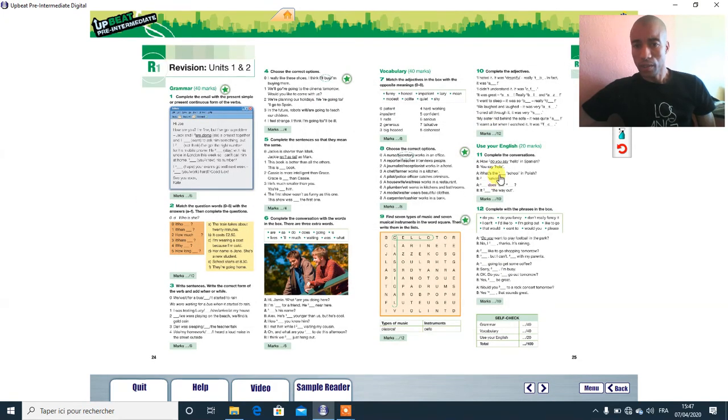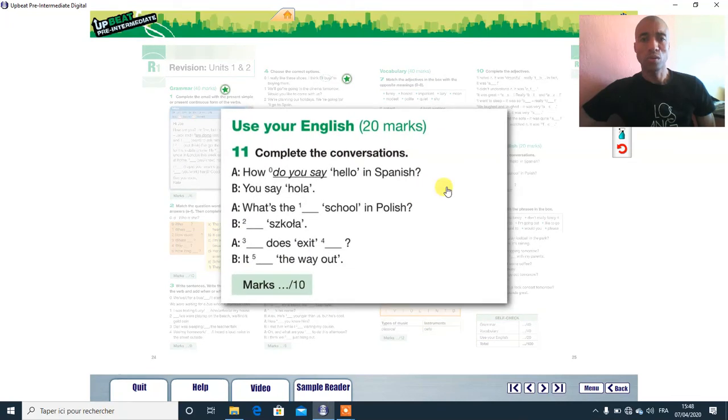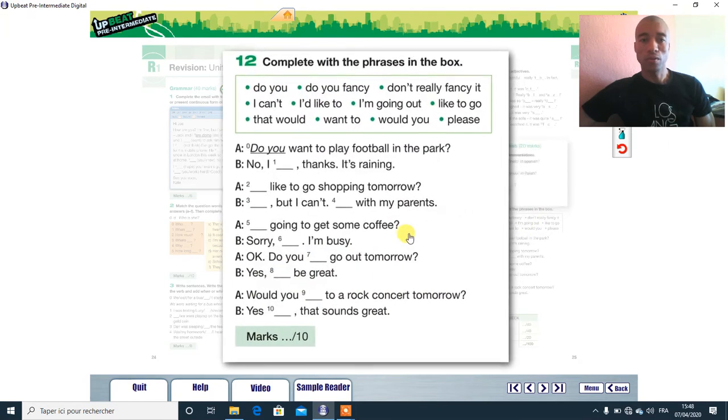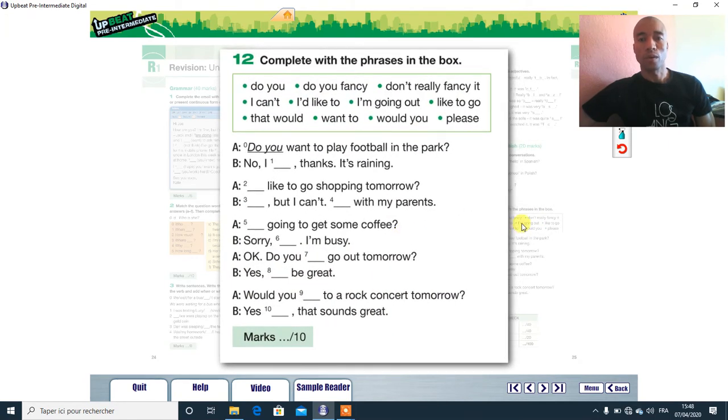For here we have use your English, complete the conversation. So how do you say hello in Spanish? You say hola. What's the school in Polish, right? So here you use your English, you use your words, your vocabulary, and then you can complete the conversation appropriately. Fine.